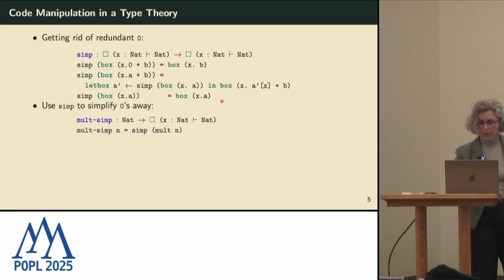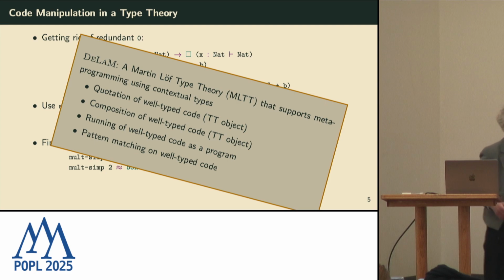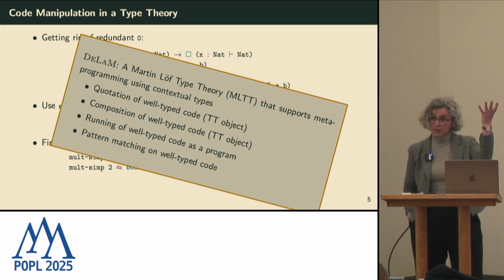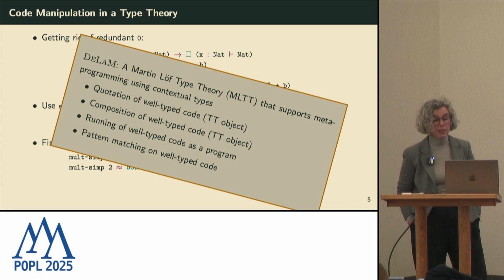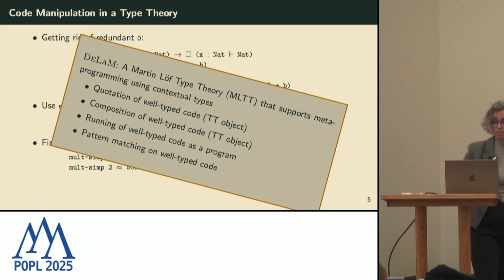Then you can actually simplify your multiplication code, and you get this equation that indeed the simplified multiplication algorithm of 2 will be equivalent to x plus x. So this is essentially the goal of this Martin-Löf type theory. It uses as an idea layers. It's based on these ideas of contextual types. When we quote an object, we get a well-typed contextual code object. When we compose well-typed objects, we can run well-typed code as programs, and we can pattern match on that code.